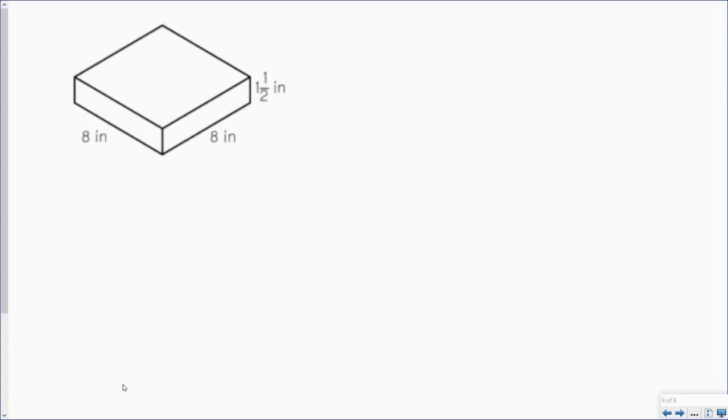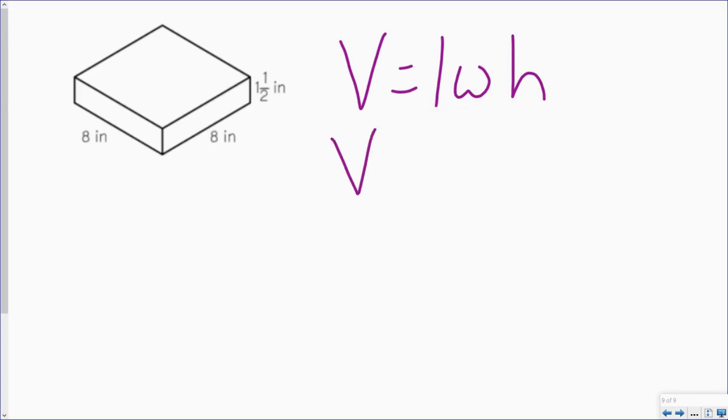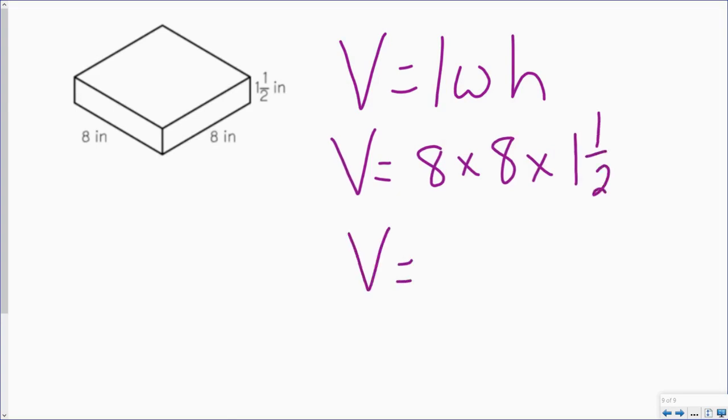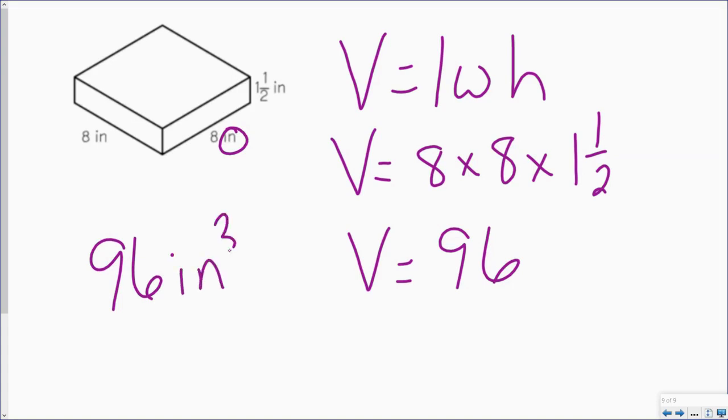Let's take a look at this last one here. So again, I would set up my equation. So I'd have V equals length times width times height. Substitute in my numbers. That'd give me 8 multiplied by 8 multiplied by 1 1/2. That comes to 96. And so I would have 96. My label is inches, so it'd be inches cubed.